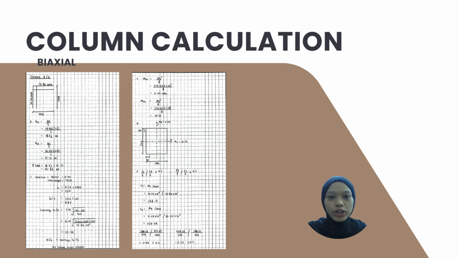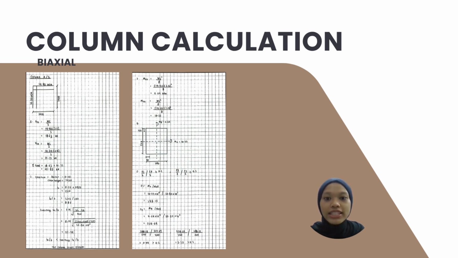Next is the biaxial column. A biaxial column is a column that carries load from the top and also bends in two directions at the same time, for example column A/1. To calculate this column, as with the previous column, we first need to total up the VED, which we got 35.85.